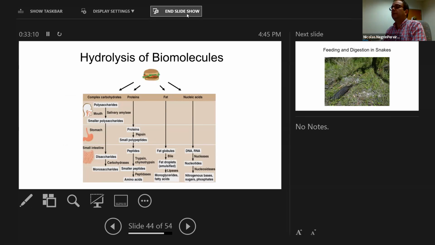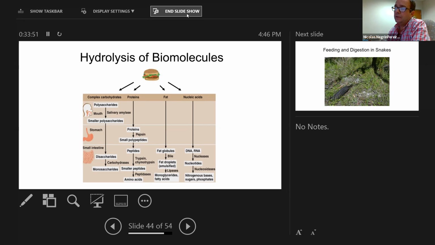So then the biomolecules will go through the process of hydrolysis again, and according to the nutrient we are talking about will be the type of breakdown that is going to happen. So we start with complex carbohydrates, the polysaccharides, whose digestion will start in the mouth with the amylase in the salivary gland, starting to degrade polysaccharide, mainly starch, to produce smaller polysaccharides. In the stomach, there is no enzymatic action for sugars, but it will continue in the small intestine.